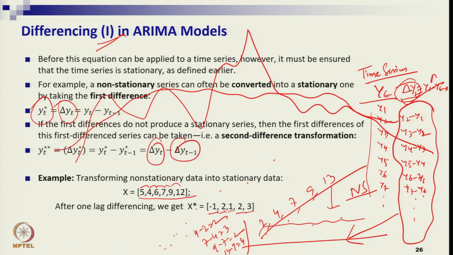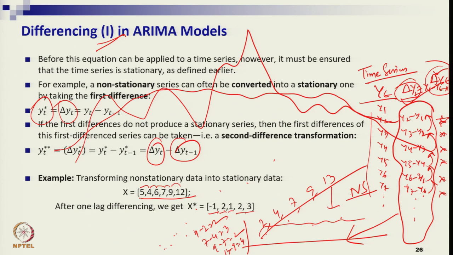Here you can write delta star yt, or delta 2, whatever. You do one more round of differencing, this value minus this value. In Excel you can do this, right? So you will get another column in the Excel sheet. This is called one further round of differencing, second order differencing. This data might be steady.